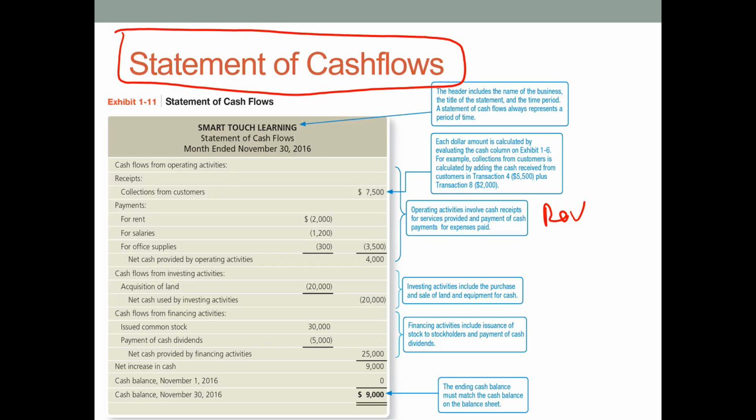Okay, so what we're trying to do with the statement of cash flows is just look at how much actual cash is going in and out of your business. And again, we're going to cover this later. This is actually kind of a little advanced to figure out how to do that. But we're just going to introduce it now.